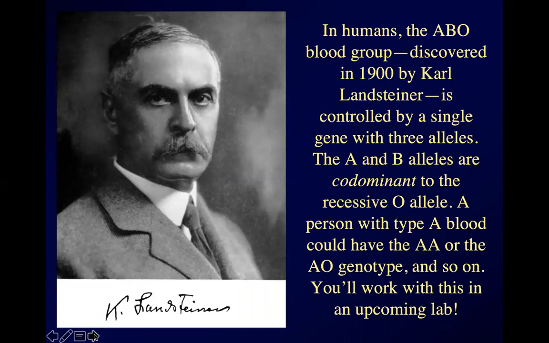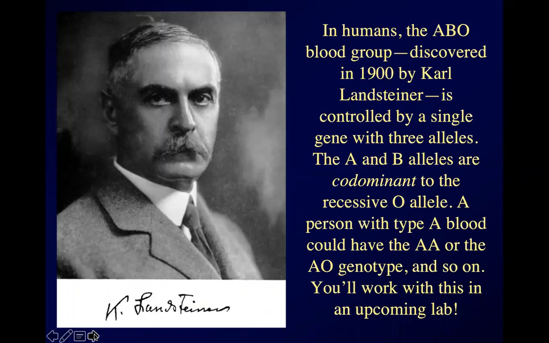The A and the B alleles are codominant to each other. If you have an A allele and a B allele, neither one dominates the other. You essentially have both at once, and you have blood type AB. Both A and B are dominant to the recessive allele, which is type O.